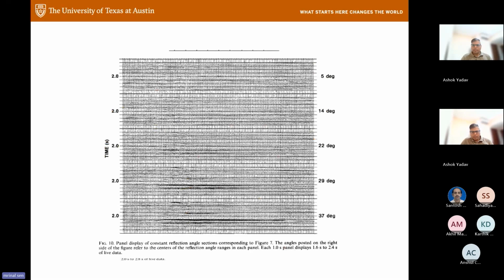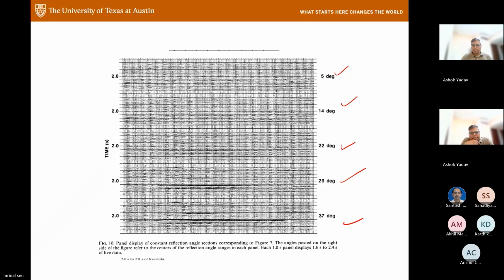And this is a beautiful data set. And 5 degrees, 14 degrees, 22 degrees, 29 degrees, and 37 degrees. You can clearly see how the amplitude is increasing with offset. It's almost like synthetic seismograms. I don't have access to this data. I would have liked to play with it some more to make better displays, but this is a very old paper, and that shows you really how the amplitude changes in the real data if you're careful enough with the processing.